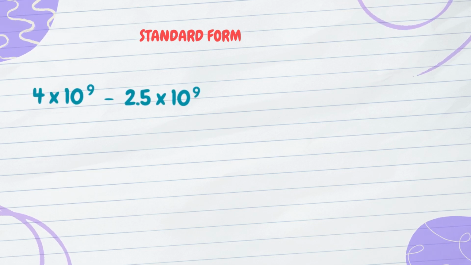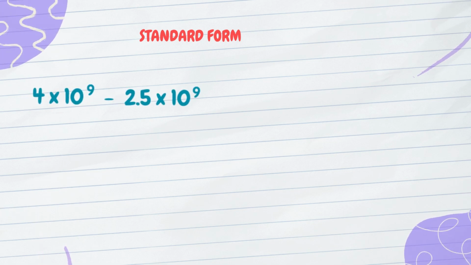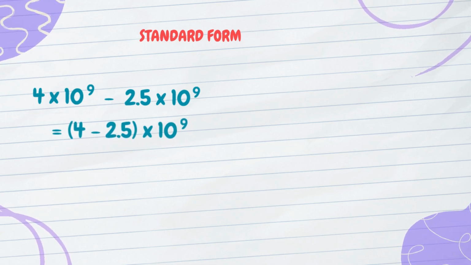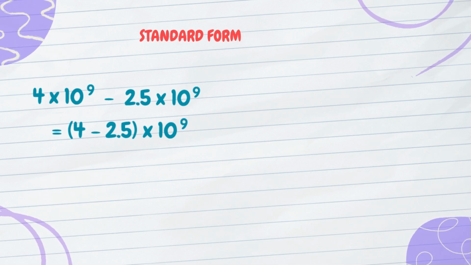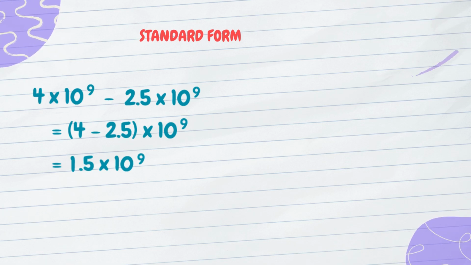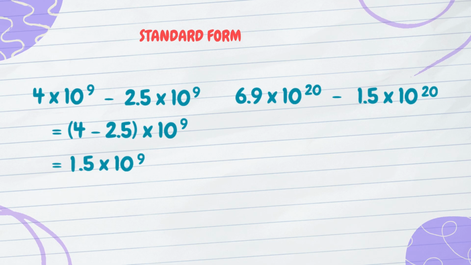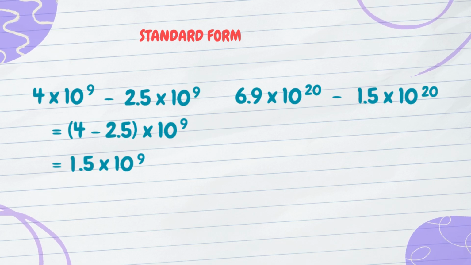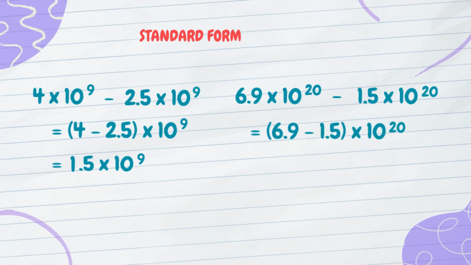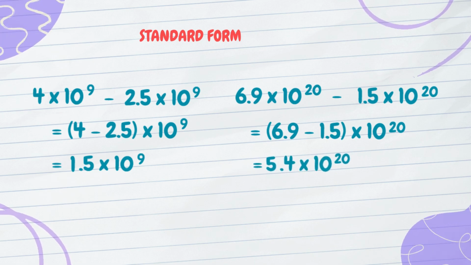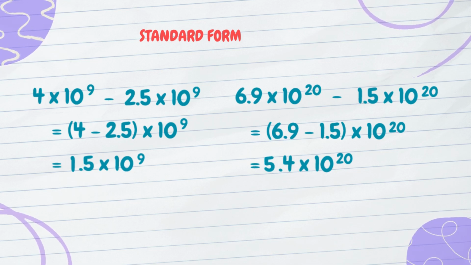Another example, find the solution for 4 times 10 to the power 9 minus 2.5 times 10 to the power 9. This should be 4 minus 2.5 times 10 to the power 9. After computing, the solution is 1.5 times 10 to the power 9. The last example, find the solution for 6.9 times 10 to the power 20 minus 1.5 times 10 to the power 20. This should be 6.9 minus 1.5 times 10 to the power 20. After computing, the solution is 5.4 times 10 to the power 20.